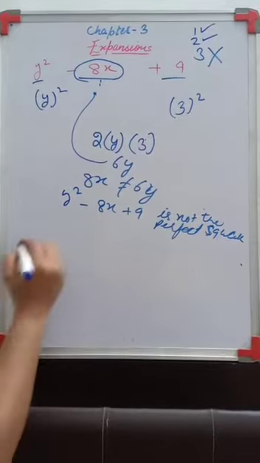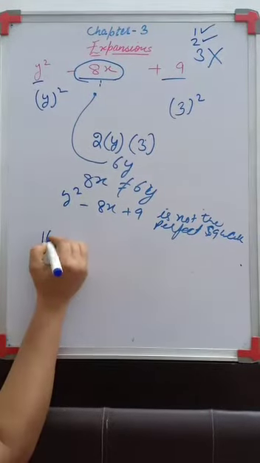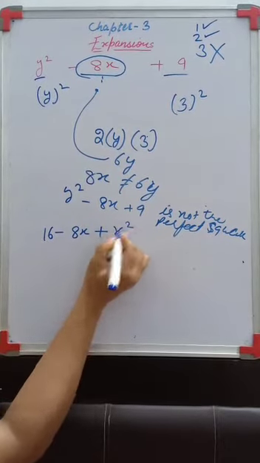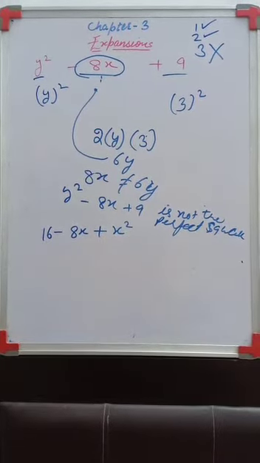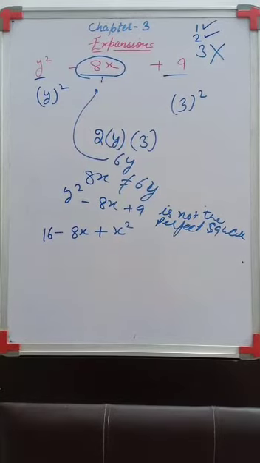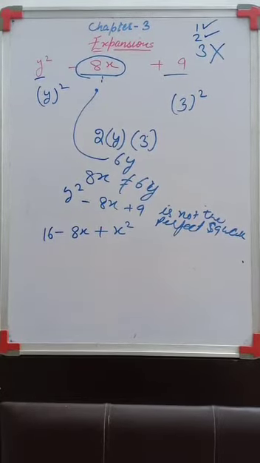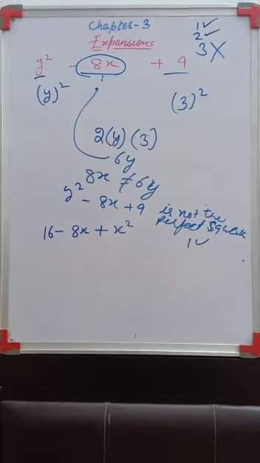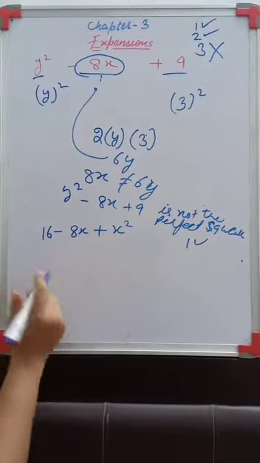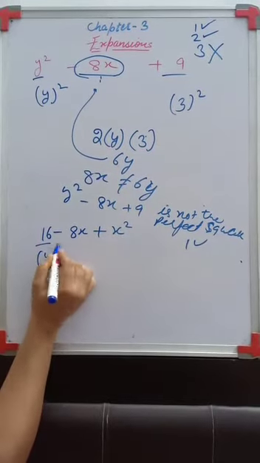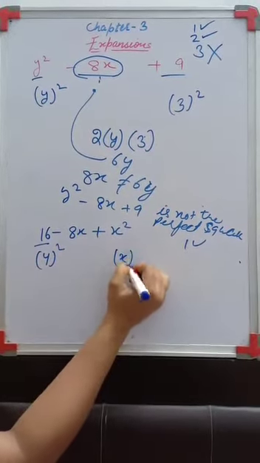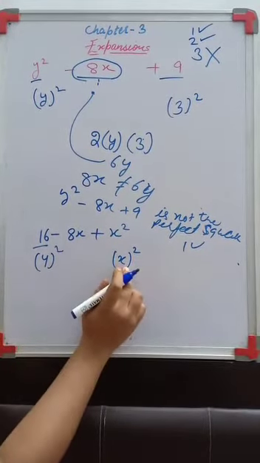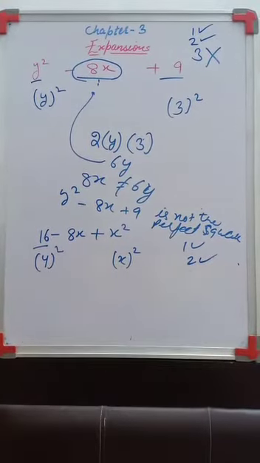I am taking another example. For example, the question is 16 minus 8x plus x square. I want to check whether it is a perfect square or not. So first condition is what? It must have three terms. Yes, it is having three terms. My first condition is being satisfied. Second, out of these three terms, two must be perfect squares. So 16 can be written as 4 square, x can be written as x square, right? That means it is having the square root 4, it is having the square root x. Yes, my second condition is also satisfied.